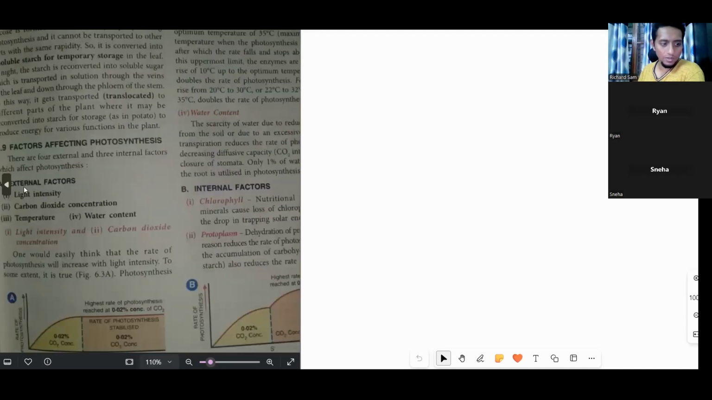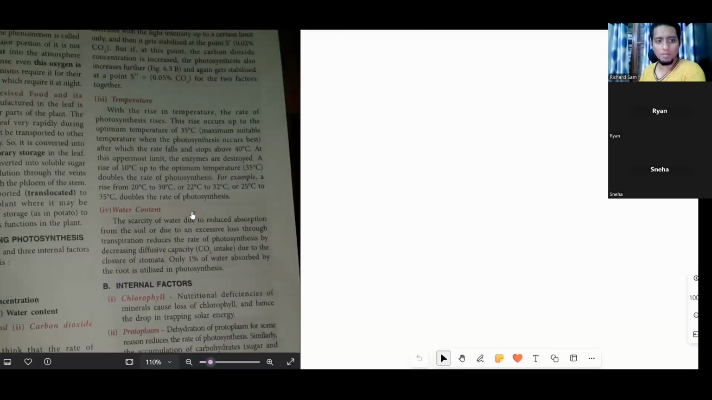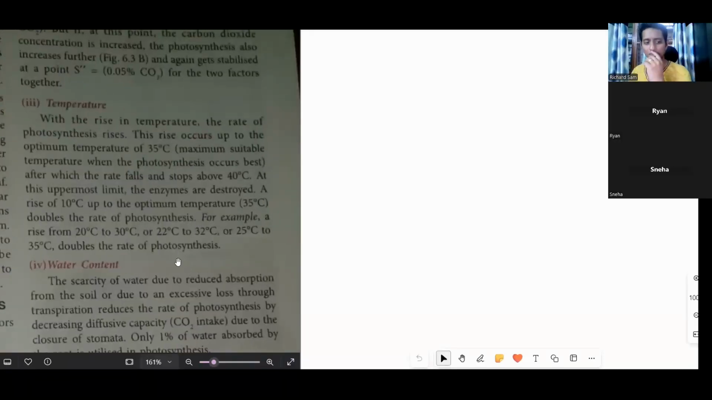All right. So those were together. The first and second points were together. The next one is the temperature. How does temperature affect photosynthesis? They tried out different experiments and saw that for every 10 degrees rise in the temperature, the rate of photosynthesis will double.